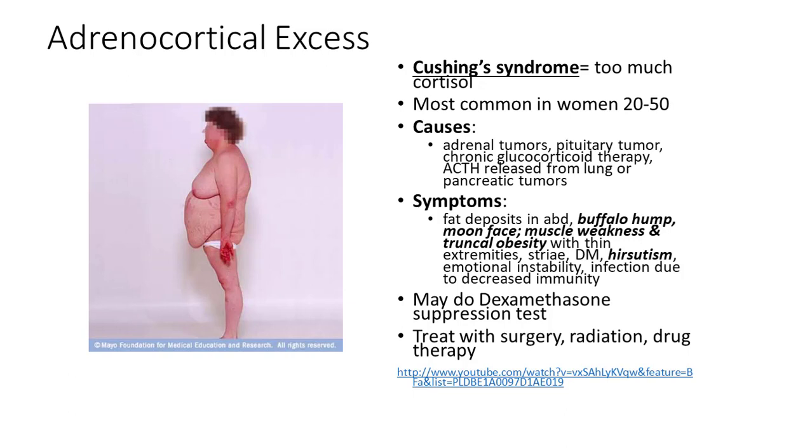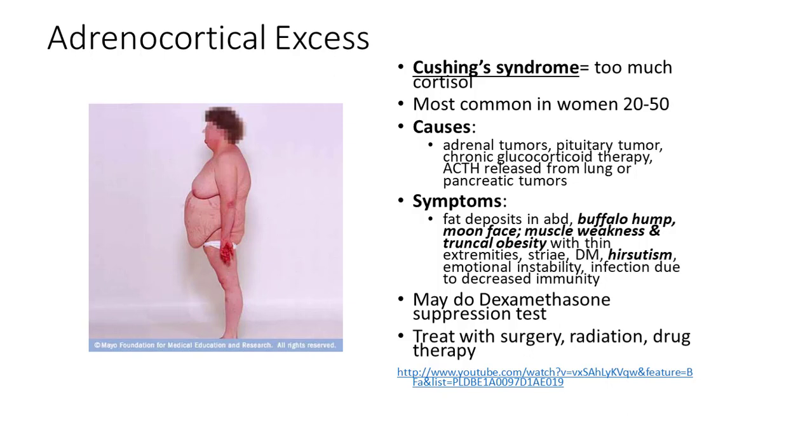Adrenocortical excess. You guys might see this more often than Addison's disease. It's Cushing's syndrome. There's too much cortisol. Most common onset is between the ages of 20 and 50. Things that may cause too much cortisol: there might be a tumor on the adrenal gland, or a tumor on the pituitary gland. They might be on chronic glucocorticoids for another disorder, or even the ACTH is released from tumors in the pancreas or the lung.